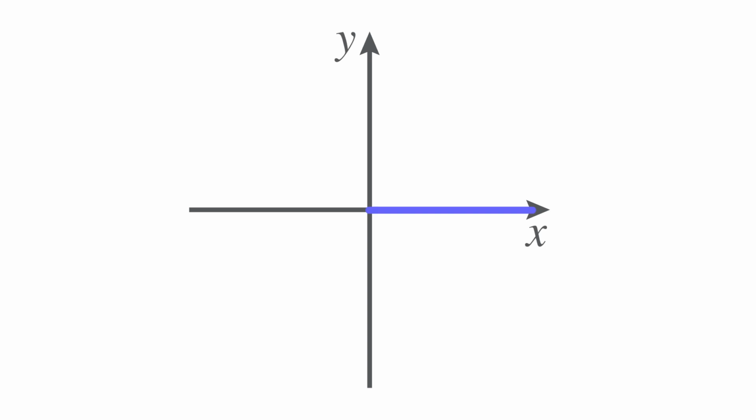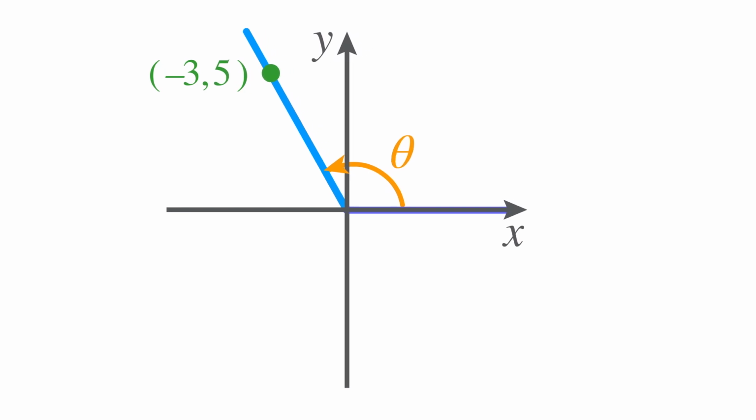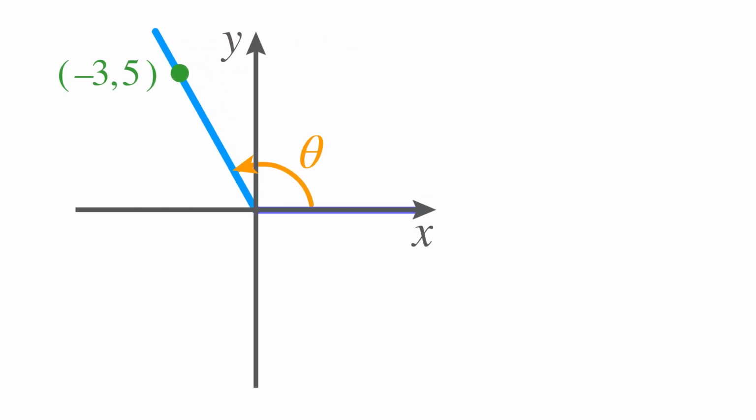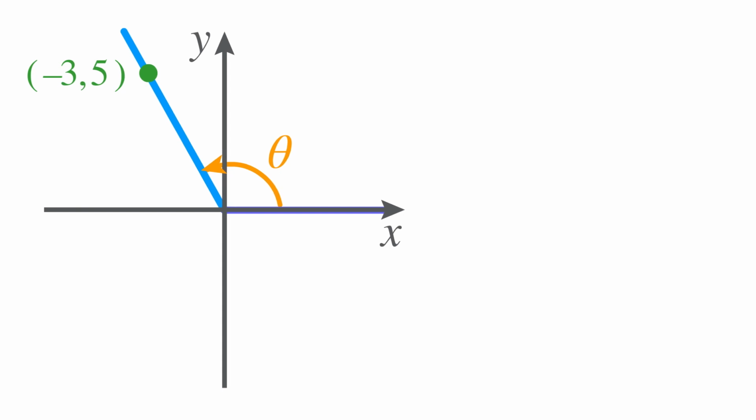As an example, here's an angle drawn in standard position, and a point on its terminal side is given. We don't need to know the measure of the angle here to get the trig function values, although later you'll learn ways to figure that out if the angle's measure is needed.